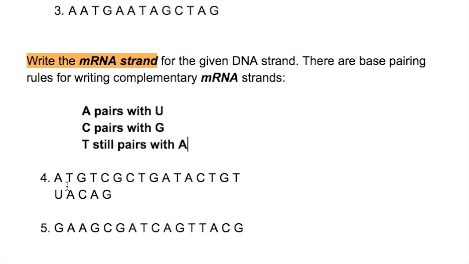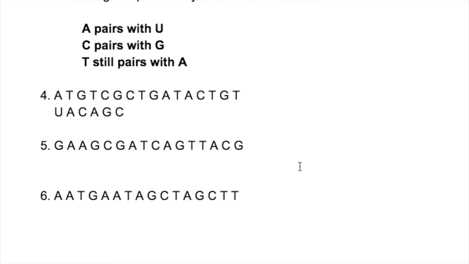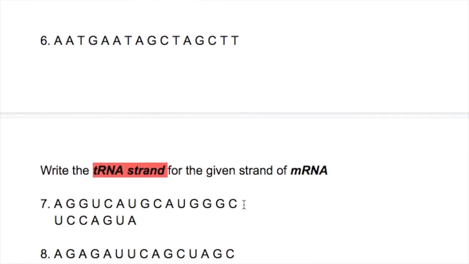So for number 4, A will go with U, T still goes with A, G with C, T with A, G with C, C with G. So this G would go with a C, and continue your strand. Do the same down for 5 and 6.